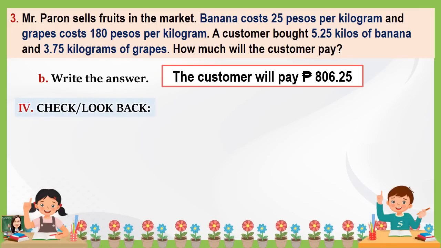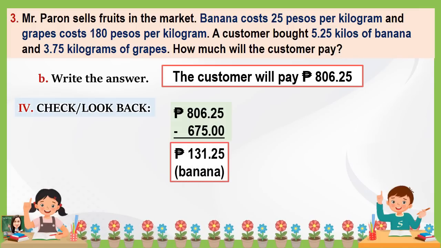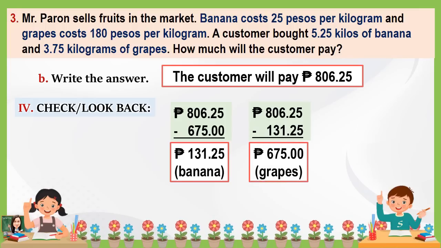Step 4. Check and look back. 806 pesos and 25 centavos minus 675 pesos equals 131 pesos and 25 centavos for banana. Next, 806 pesos and 25 centavos minus 131 pesos and 25 centavos equals 675 pesos for grapes.